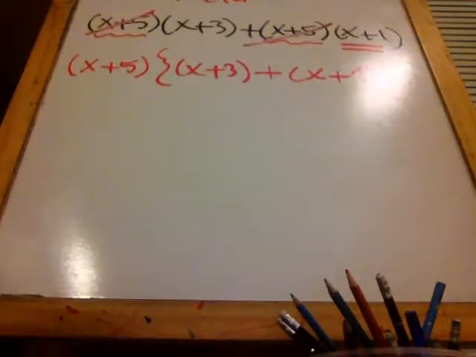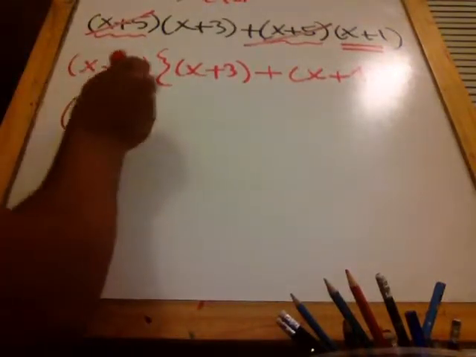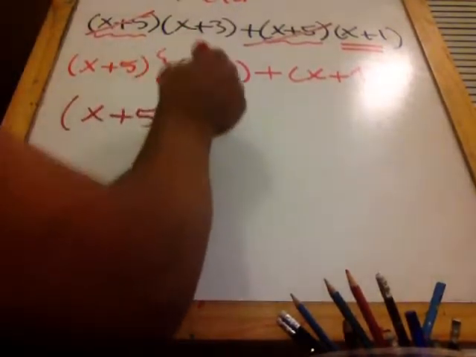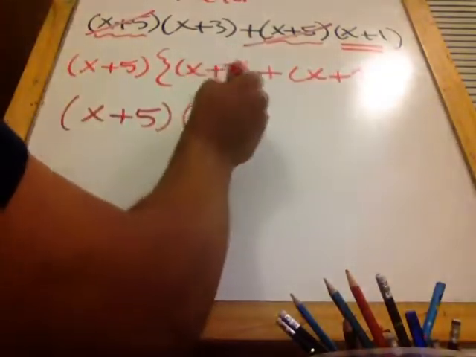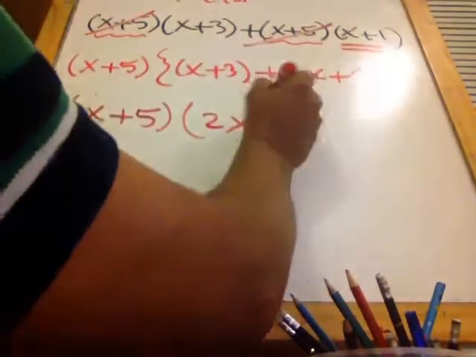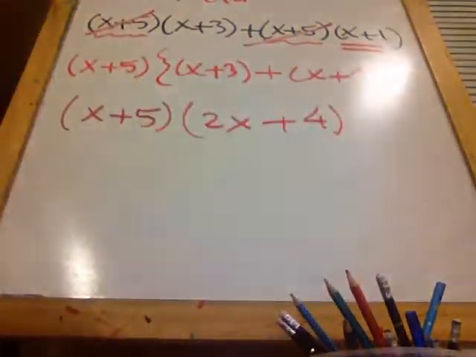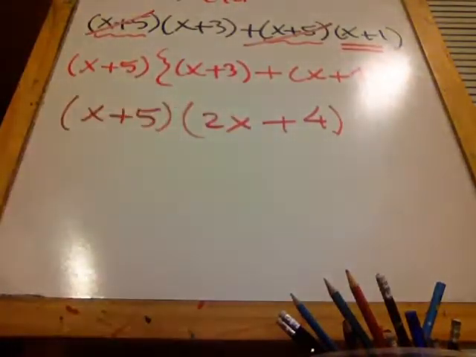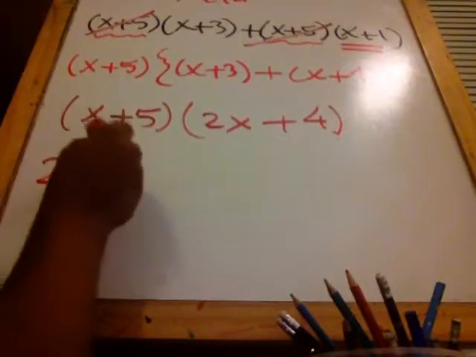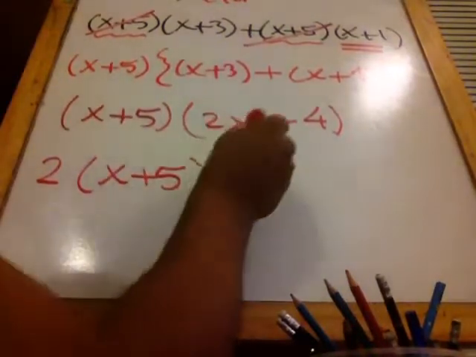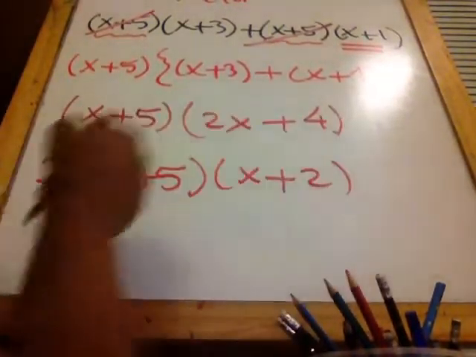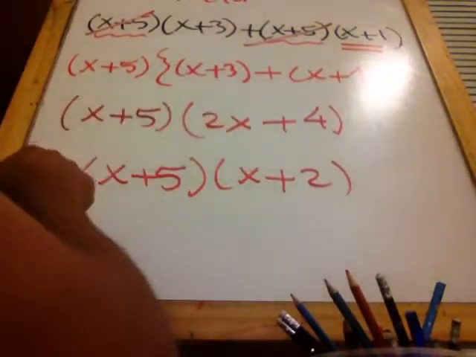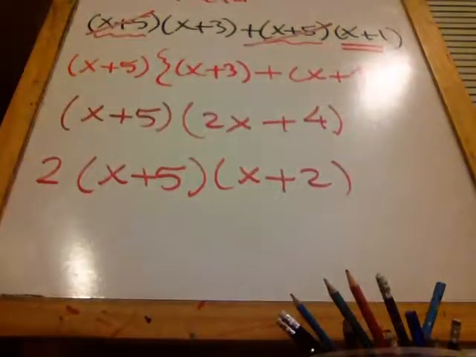Okay. Now we can simplify here, so we'll get 2x and 3 plus 1, which is 4. Last step is we can see that the 2 here is a common factor. So if we take 2 as a common factor, we'll get x plus 5, and here will be x plus 2. You can multiply the 2 times x, you get 2x. 2 times 2, you'll get the 4.